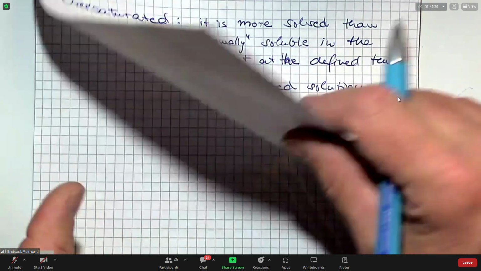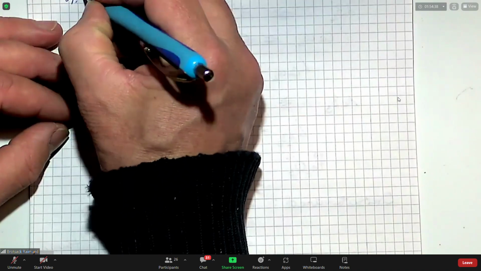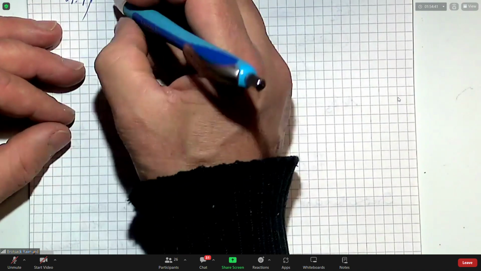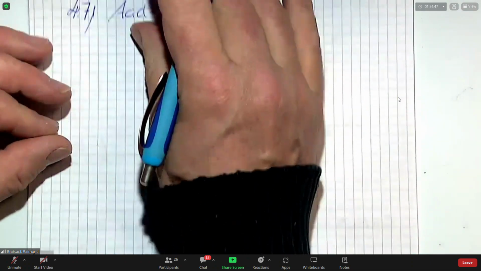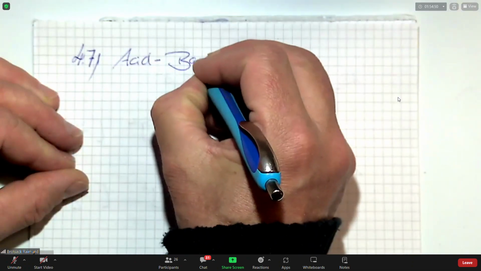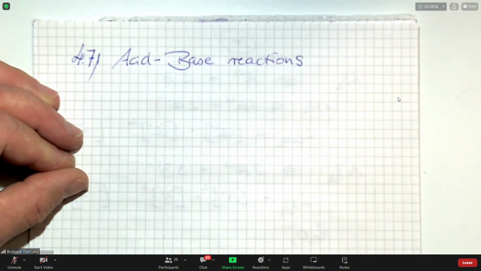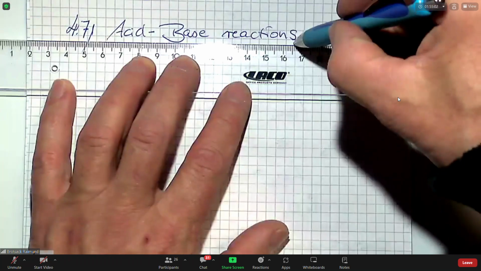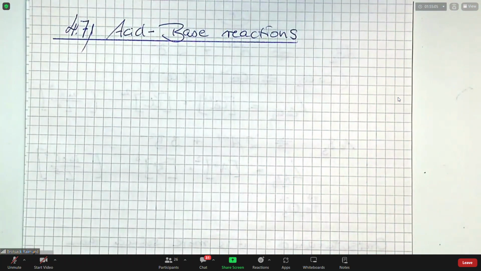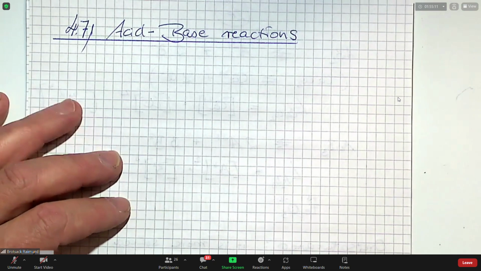Now let's switch to a new subchapter. We are all in the chemical reaction, fourth main chapter. 4.7 now is acid-base reactions. Let's first talk about acids and bases or alkali.